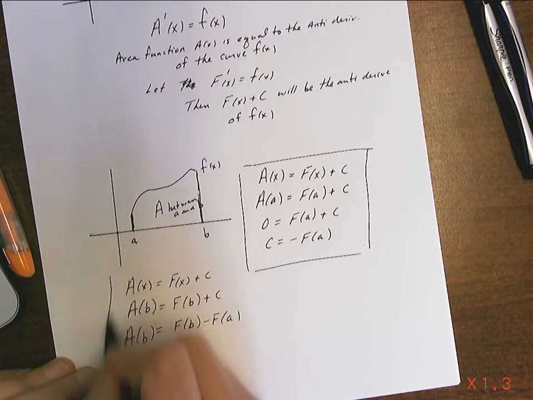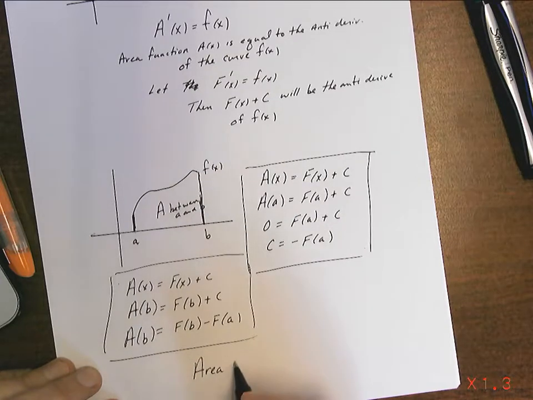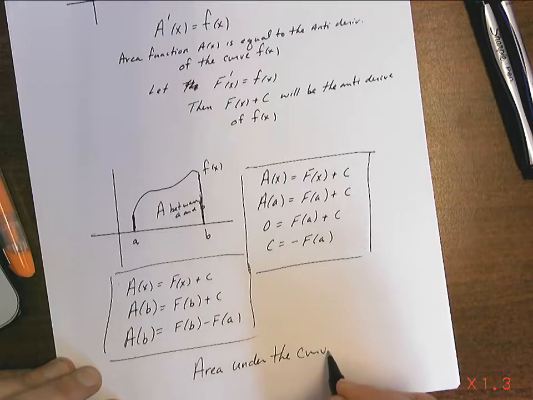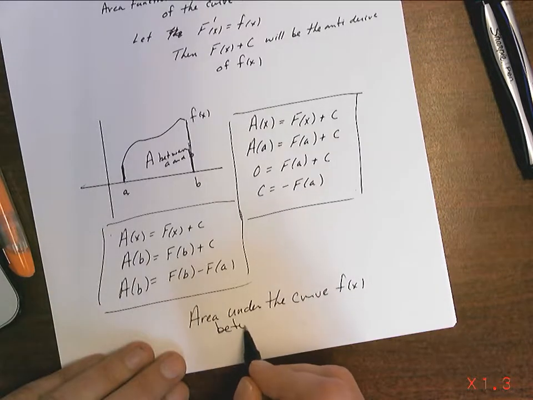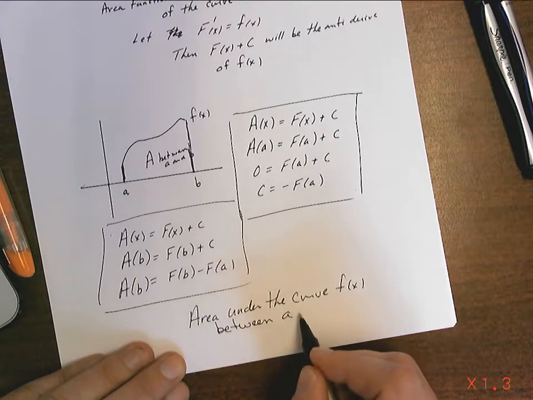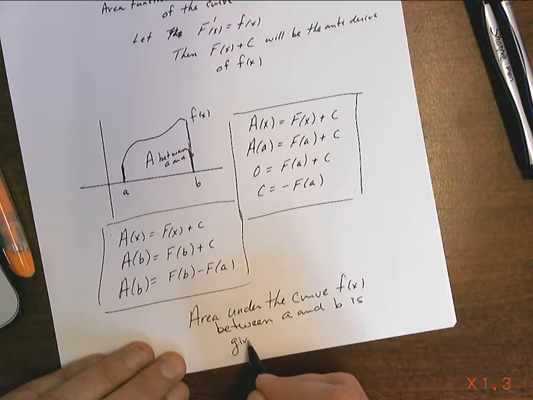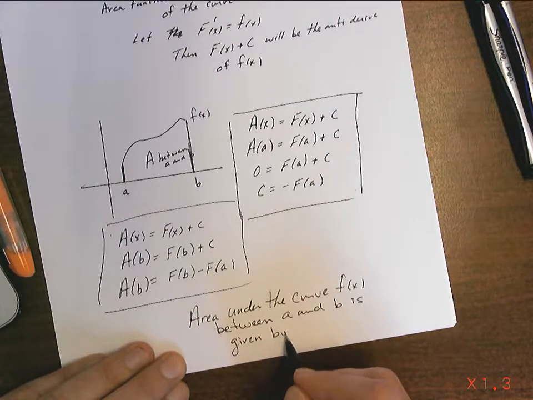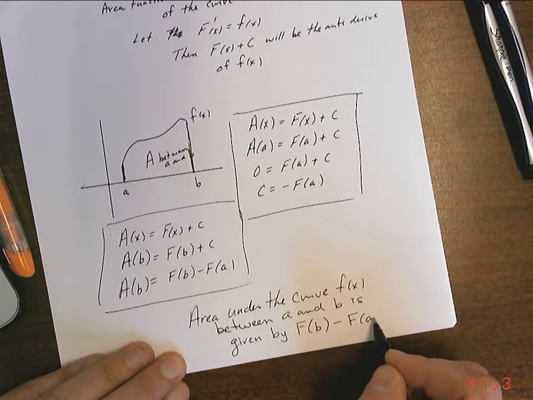So what we know now is that the area under the curve f of x between A and B is given by F of B minus F of A.